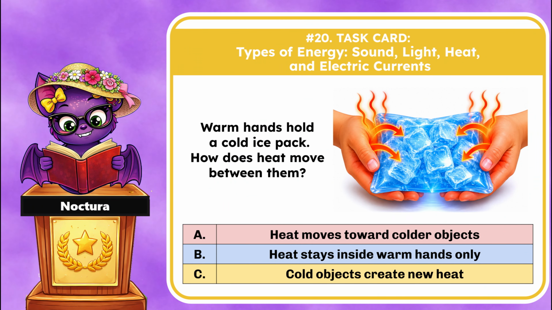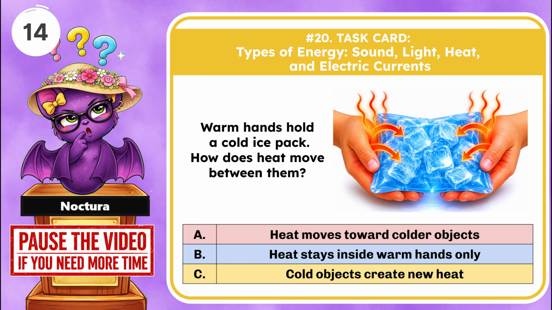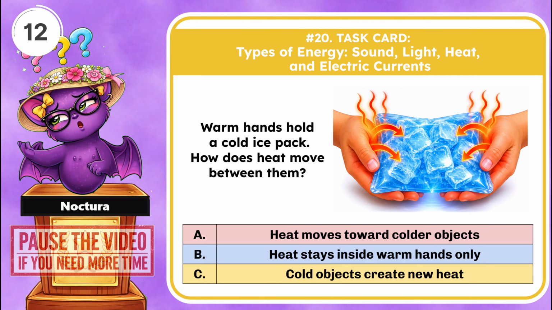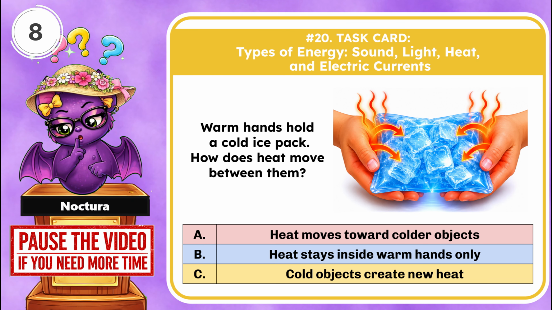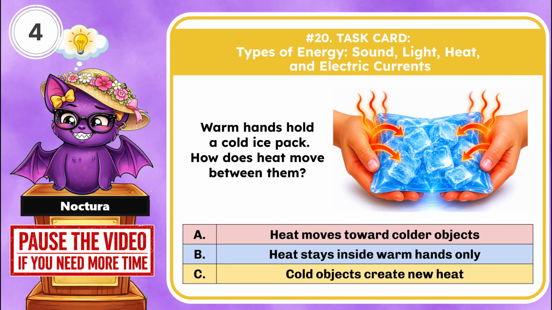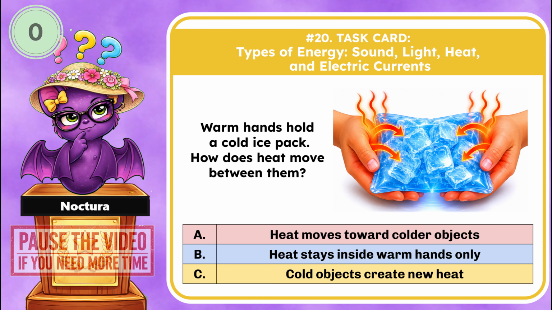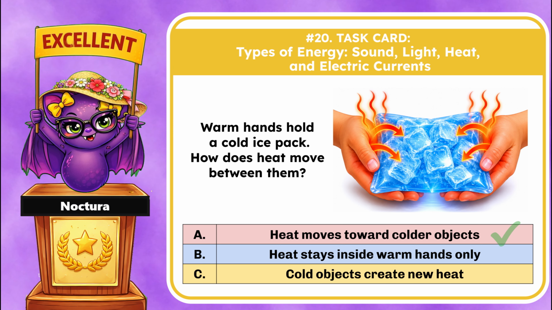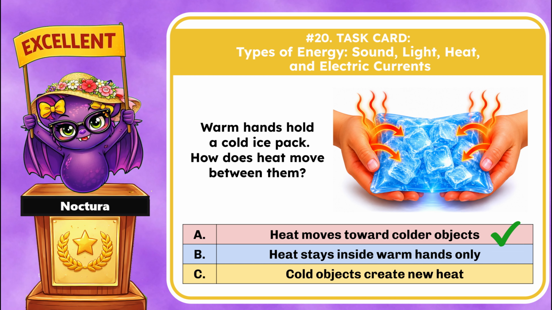Warm hands hold a cold ice pack. How does heat move between them? And the correct answer is letter A. Heat moves toward colder objects.